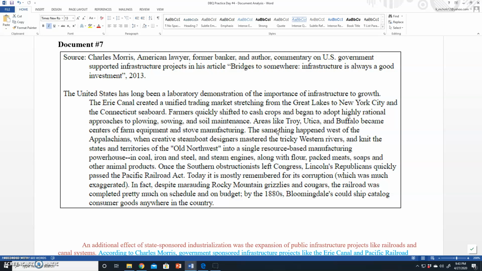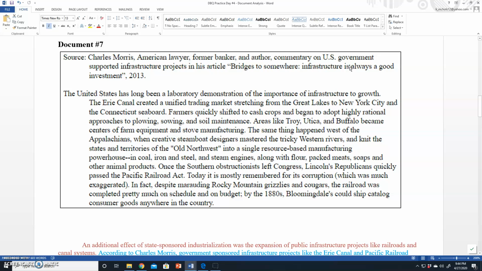Number 1, when you're reading the document, make sure you read everything, including this source part up here, because this will be a key in helping you recognize document sourcing. Number 1, we find out the author's name, and then we get into important stuff. He's a lawyer. He's a former banker. He's now writing. Well, what is he writing about? He's writing about U.S. government supported infrastructure projects. And notice his title, Bridges to Somewhere. Infrastructure is always a good investment.